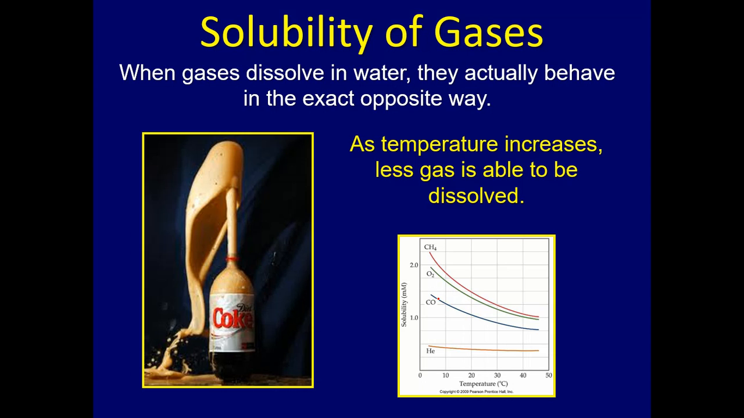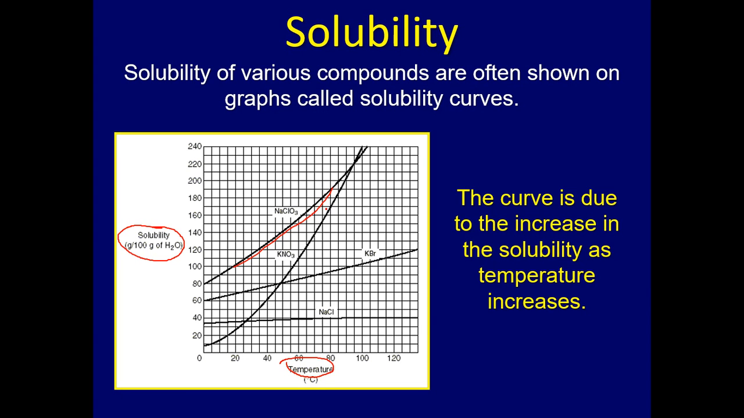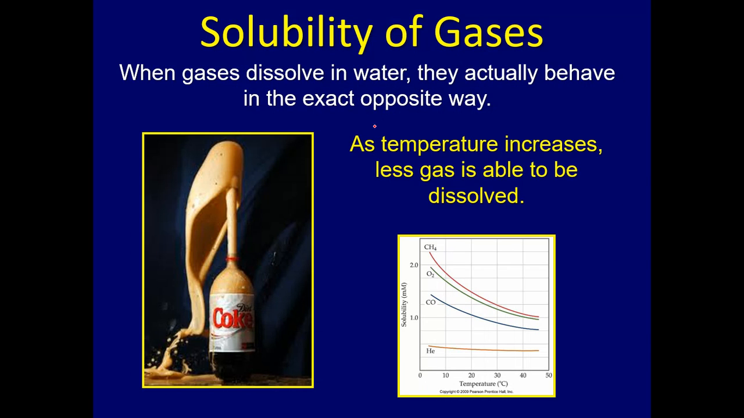Okay, so going back to here again, we're referring just to solids. More solids can be dissolved as you increase the temperature of the solvent. Gases, on the other hand, are opposite. Again, we've got temperature on the x-axis, and we have the amount that's dissolved on the y-axis. But here we have methane gas, oxygen gas, carbon dioxide gas, and helium gas. And if you notice, it's curving downwards. So as temperature increases, less gas can be dissolved in a liquid solvent.